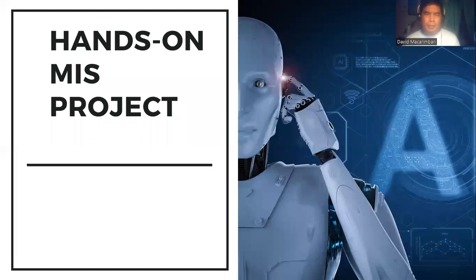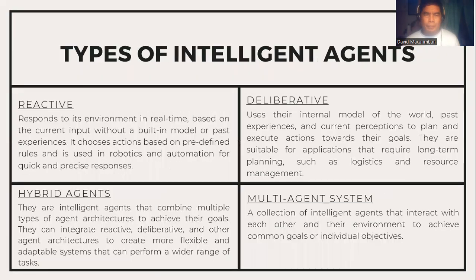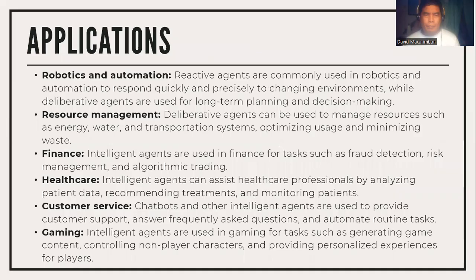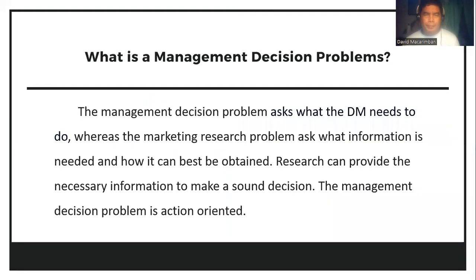Next is the hands-on MIS project under this: management decision problems. What are management decision problems? So management decision problems ask what the decision maker needs to do. Marketing research problems ask what information is needed and how it can best be obtained. Then research can provide the necessary information to make sound decisions. The management decision problem is action oriented.